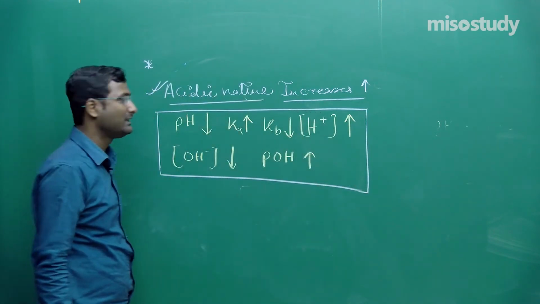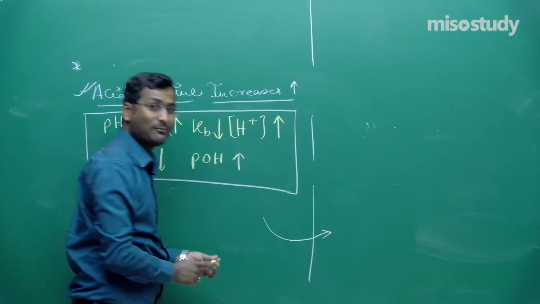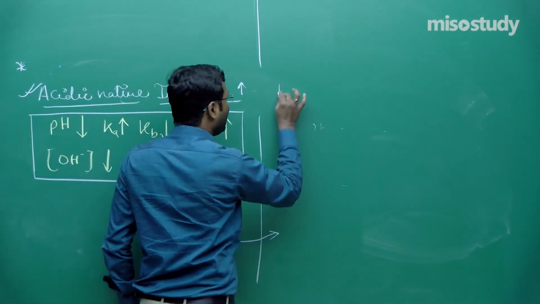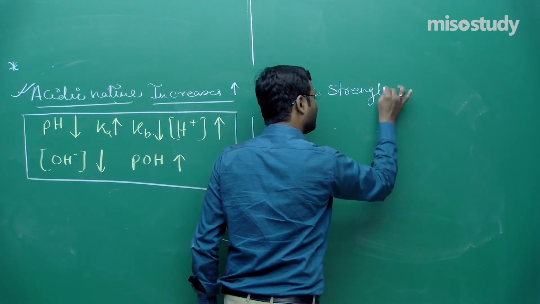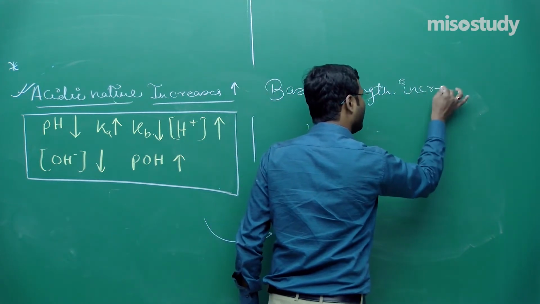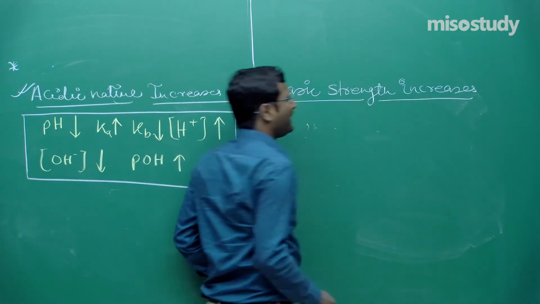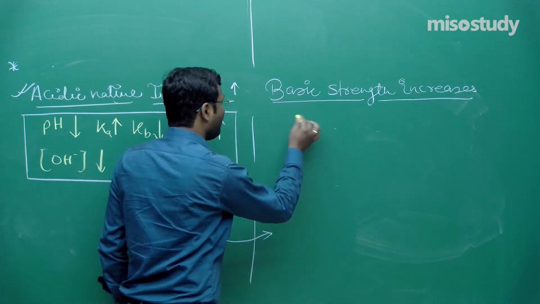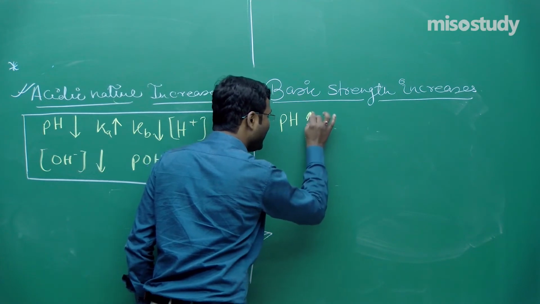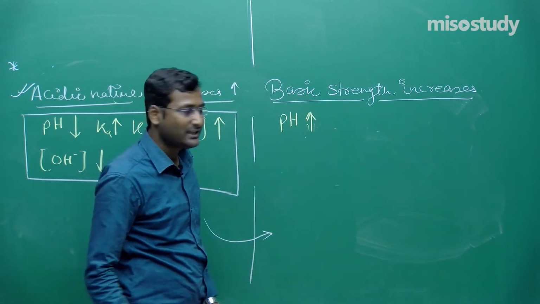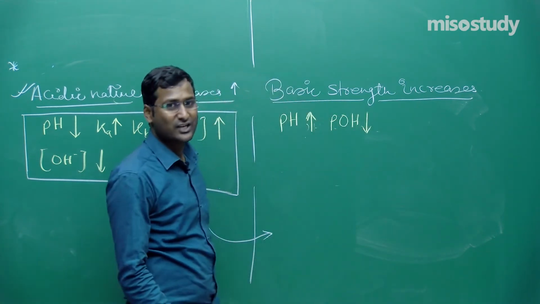Are you getting the point? Now moving here, what about the basic strength? It is very simple. Basic strength increases if pH increases. Are you getting my point? If pH increases, basic strength increases. That is, if POH decreases, then basic strength increases.